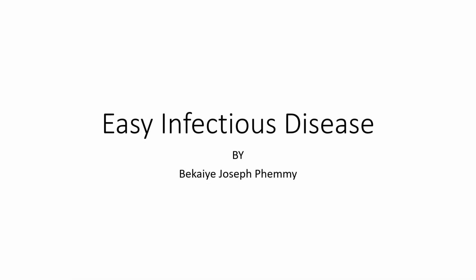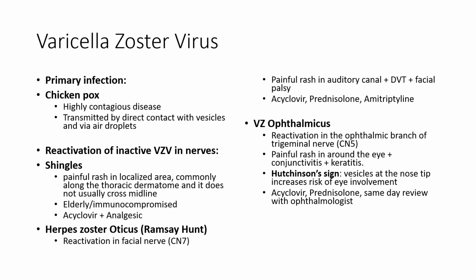In the next few minutes, I will rapidly summarize the important salient points of infectious disease. We'll begin with varicella zoster virus. The primary infection causes chickenpox, whereas reactivation of a previously inactive varicella zoster virus in nerves causes shingles, herpes zoster oticus, and varicella zoster ophthalmicus.